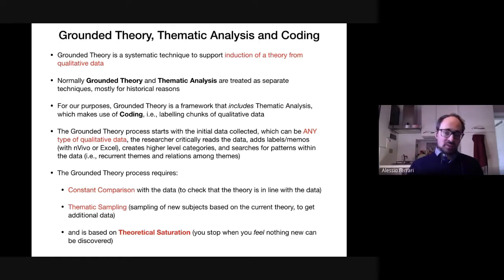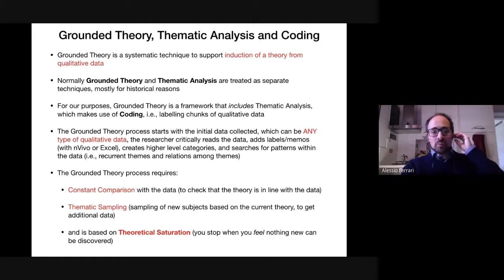For our purposes, for this presentation, and also in general for most of the software engineering goals, because grounded theory comes from social sciences, and they have different goals that do not always match with ours, in our lecture we will assume that grounded theory is a framework that includes thematic analysis, which makes use of coding, which is labeling chunks of qualitative data.